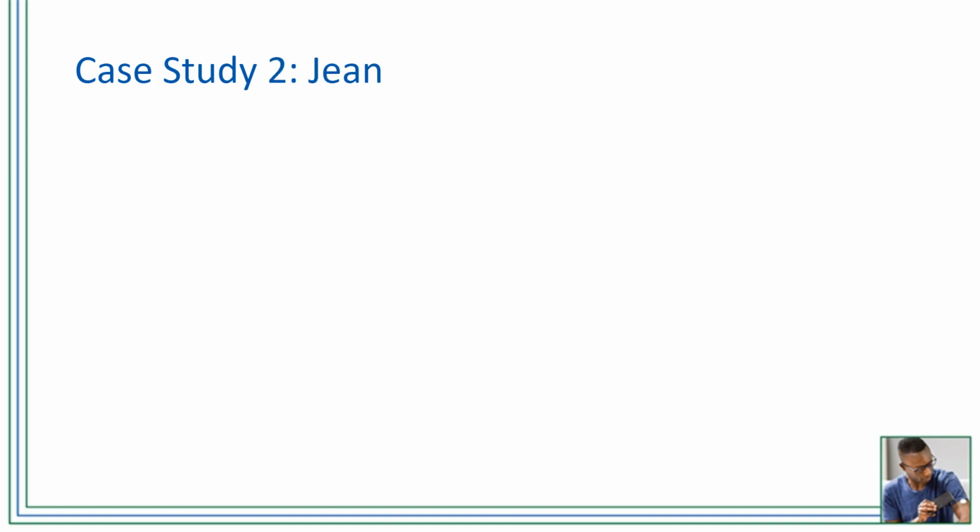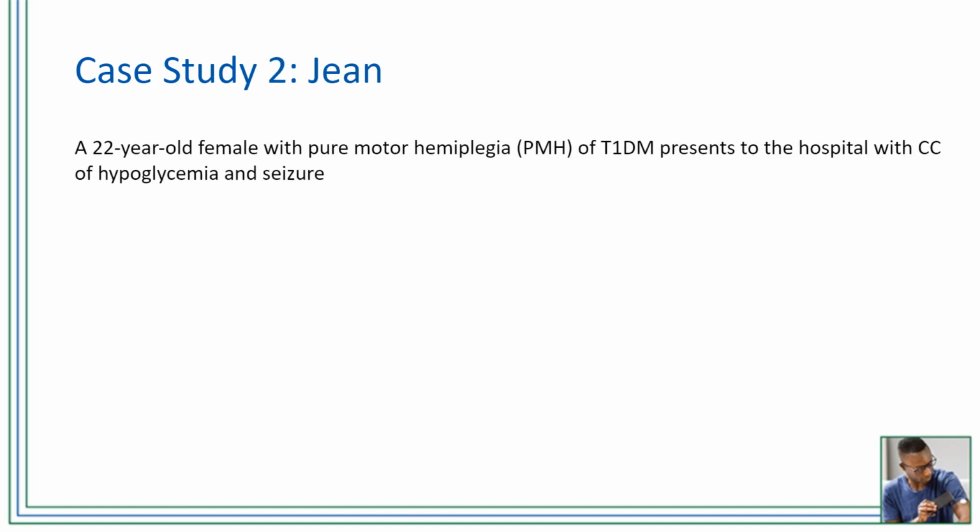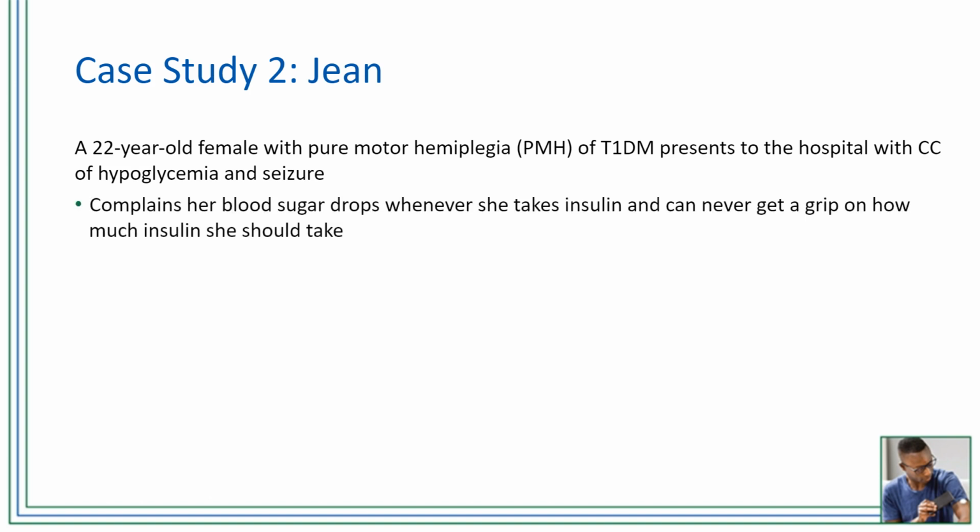So, case study. This is a 22-year-old female with pure motor hemiplegia and type 1 diabetes who presents to the hospital complaining of hypoglycemia episodes and seizures. She was complaining that her blood sugar drops whenever she takes a small amount of insulin and she can never really get a grip on how much insulin she should be taking. This patient's A1C was 12.5.